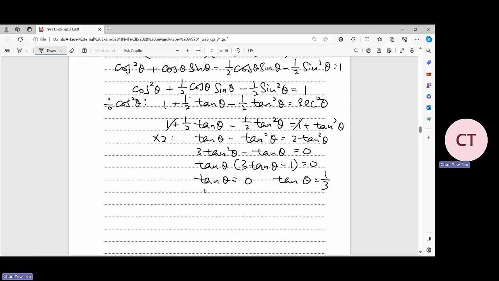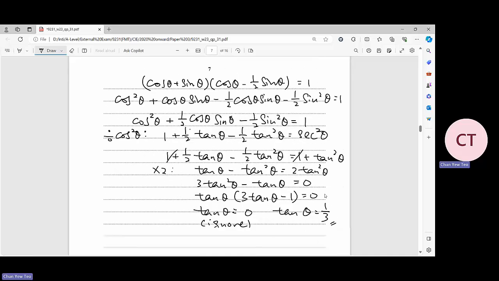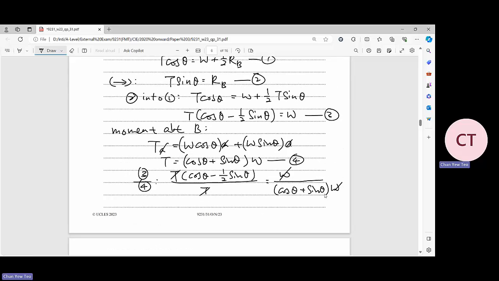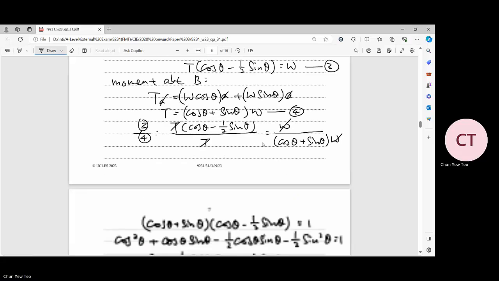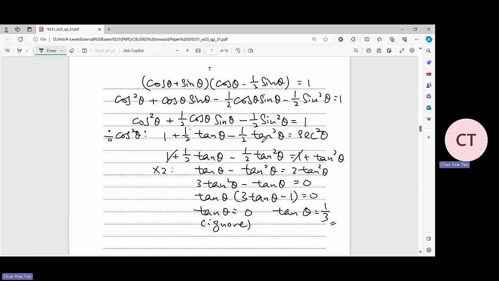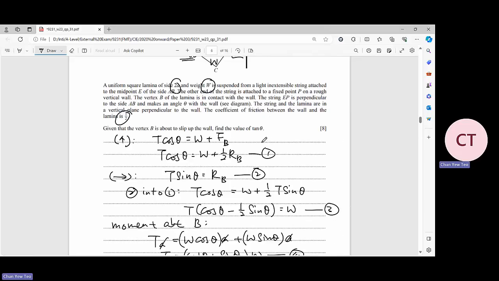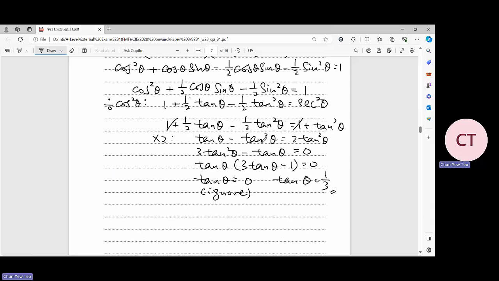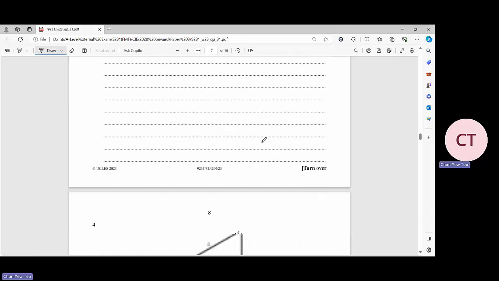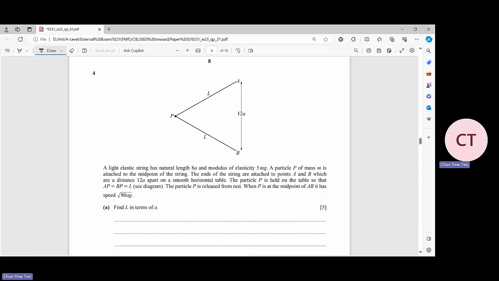Tangent theta equal to 0 needs to be ignored, because tangent theta equal to 0 means your theta is 0 degree, and 0 degree means you will not have an angle here. So that's it, done. We have found the tangent theta. That is the answer for part A. Oh, this one only has one question, no part B. So we are done. And moving on, question number 4.